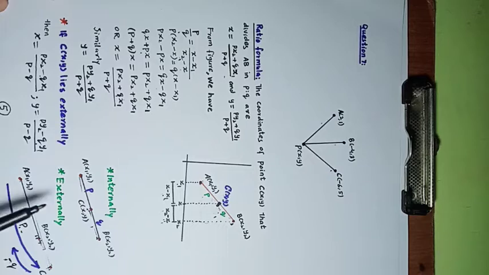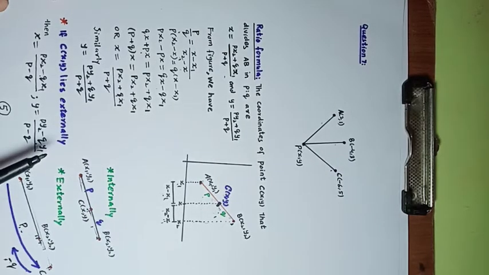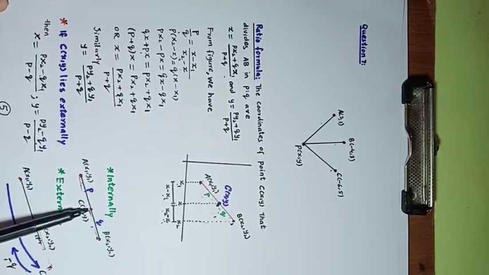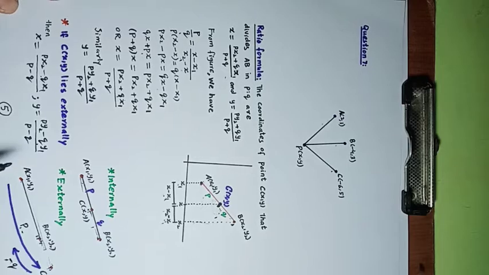Dear students, in this proof the point C is lying inside AB, but it is not necessary that always the point C lies inside AB. It may lie outside AB. When it is lying inside AB, we call it the case of internally, and when it lies outside AB, it is called the case of externally.